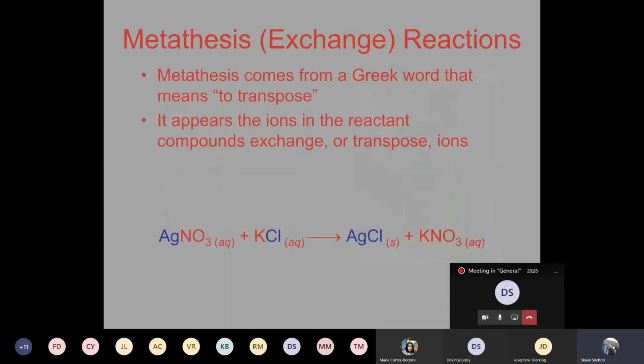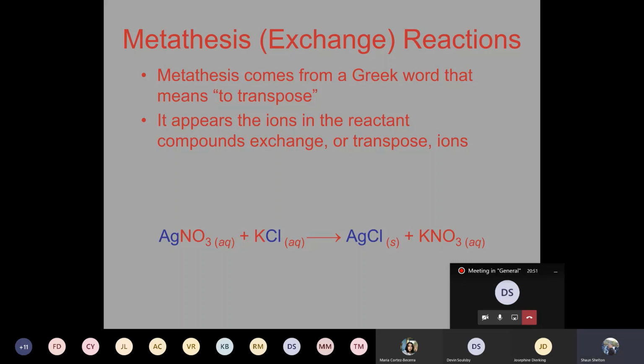So we'll look at an example here. All right. So metathesis just means, from the Greek word, to transpose. So you're just switching places, exchanging ions, and then when you make that exchange, that's when the reaction happens. Now, it doesn't always happen. It does happen when you have compounds that are insoluble.